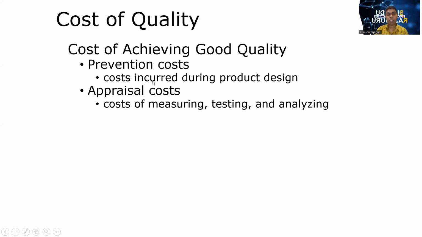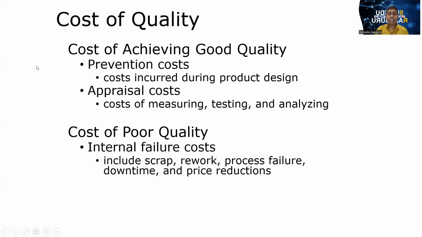Prevention means cost incurred during product design. That means we have not yet started the product. At the product design stage, we are thinking about quality. Then appraisal cost may be measuring equipment, measuring tape, testing related cost, analyzing cost, those kinds of things. If we spend a reasonable amount of money on prevention and appraisal cost, we can achieve good quality. That is the cost we spend for good quality.